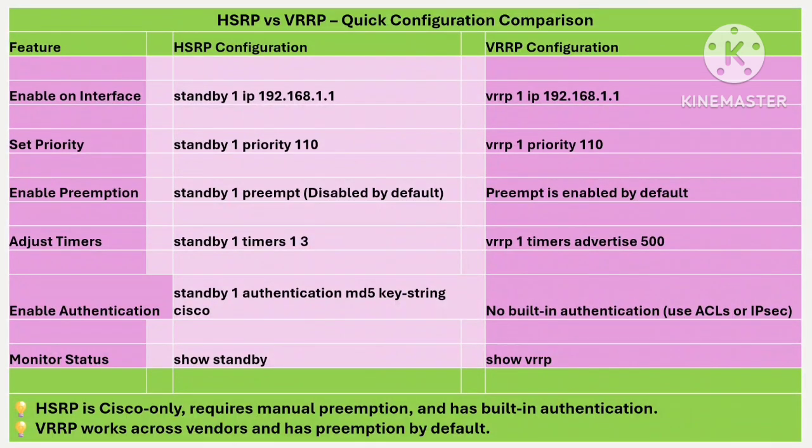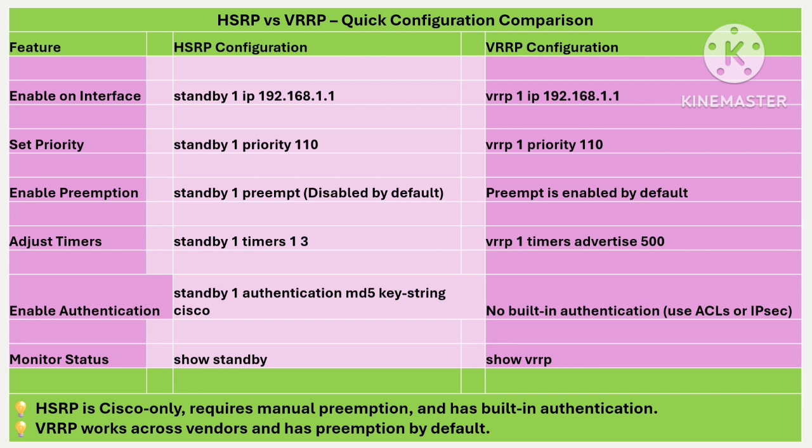So this is a quick configuration comparison between HSRP and VRRP. You can see that in HSRP you use a keyword called standby, whereas in VRRP configuration you use VRRP as the keyword. All the rest of the parameters are the same. You can see enabling on interfaces like standby 1 ip and the IP address, whereas VRRP 1 ip and the IP address. Similarly, standby 1 priority with the priority number, and here VRRP 1 priority with the priority number. Standby 1 preempt, whereas in VRRP preemption is enabled by default.